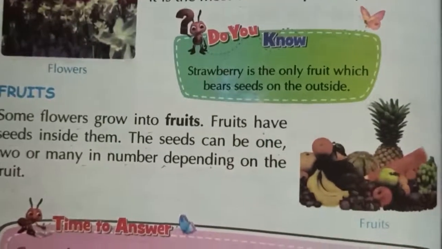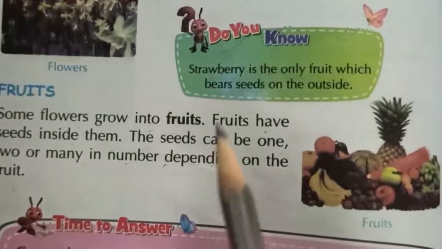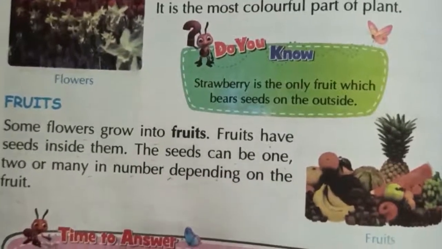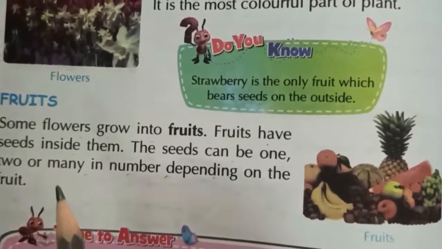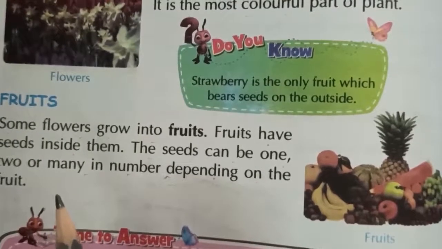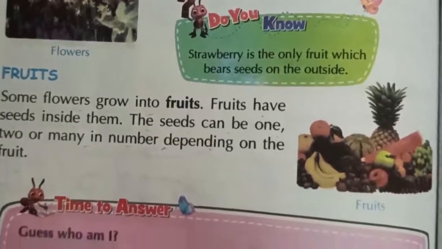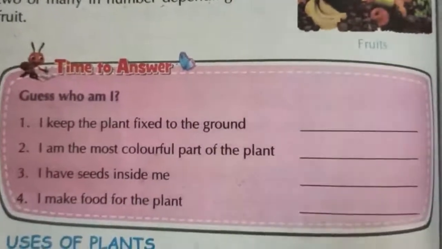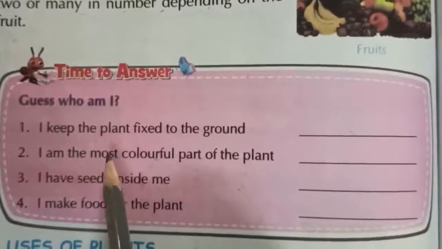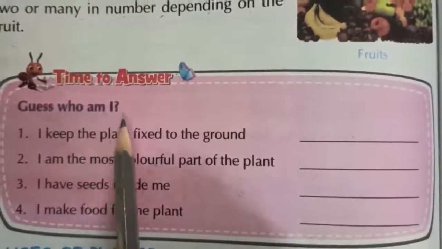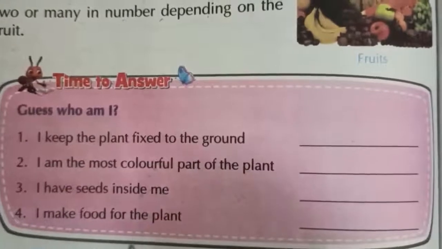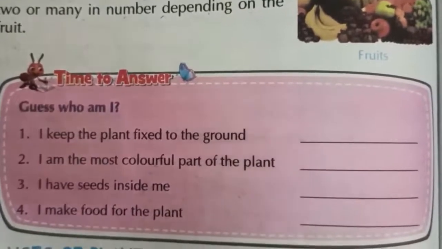Let's revise the different parts of plants. First part is root, second one is stems, third one is leaves, fourth one is flower, and fifth one is fruits. Now see our next point. Before going to the next point, do a small exercise. Guess who am I? Here are some hints.